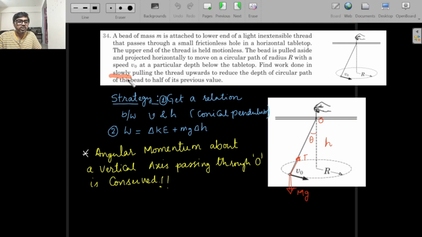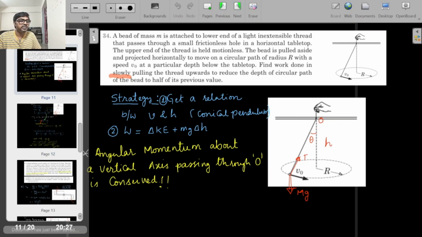One more important point: it is being moved slowly. When moving slowly, the radial velocity and vertical velocity can be neglected. Radial velocity is 0, vertical velocity is also 0, since it is being pulled slowly. That's the assumption we are taking. Okay, now let's go into the derivation.